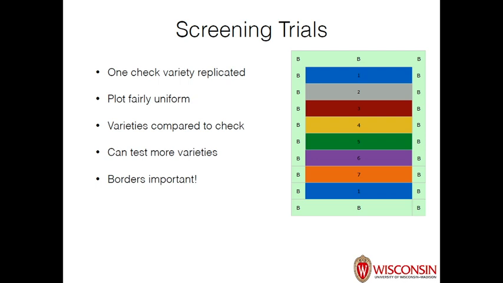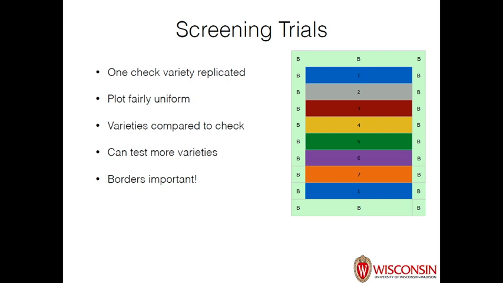The benefits of the screening trial is that you can test a lot more varieties. You're only planting 1 plot of each, you're only taking notes on 1 plot of each, so you can actually do more varieties than you would with a replicated trial. But you will probably have less precision on a lot of the information than you would in a replicated trial. So oftentimes a screening trial serves as a first look at a lot of varieties, and then you choose maybe 2 or 3 to then do a replicated trial with the next year.